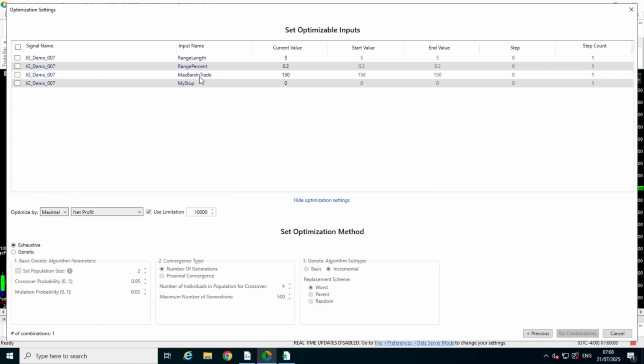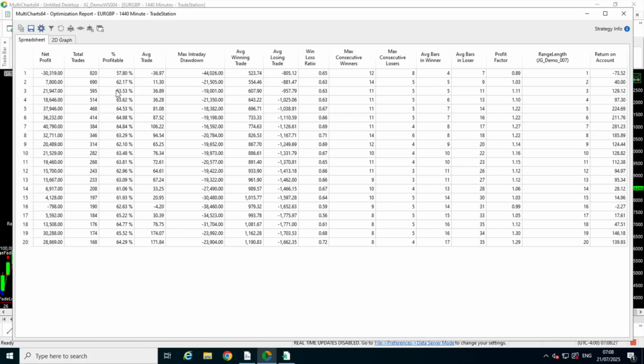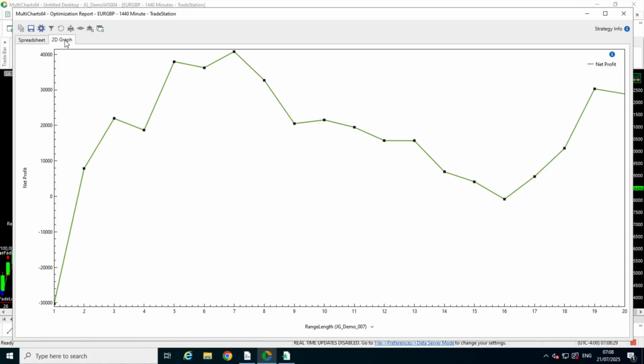So this time we're going to be setting the maximum bars in trade, that's our bar exit, to 150. So essentially that's not working. We're staying in the trade as long as we can. Running an optimization on the range length from 1 bar through to 20 bars in steps of 1. Remember 5 is our default.